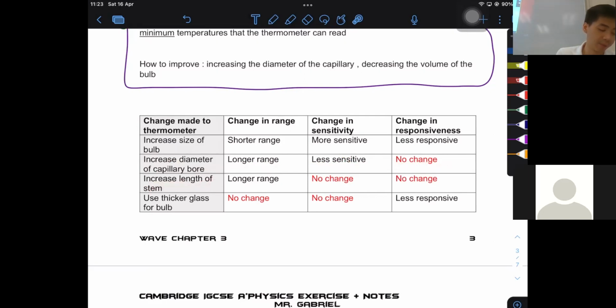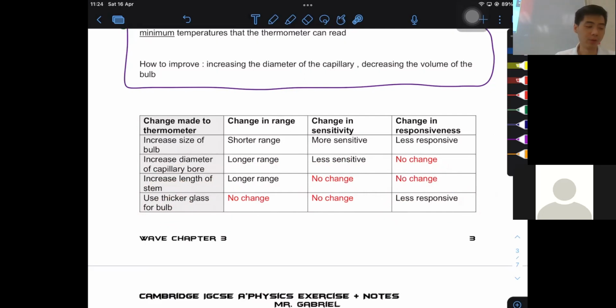Increasing the length of the stem will have a longer range, not much change in sensitivity, not much change in responsiveness. Using a thicker glass, obviously no change in sensitivity and range, but it will affect the responsiveness now, right? Sorry, it will change because I'm increasing the thickness of the glass, right? So it's going to be less responsive. All these are already tabulated for you. Please make sure you refer to it later on.